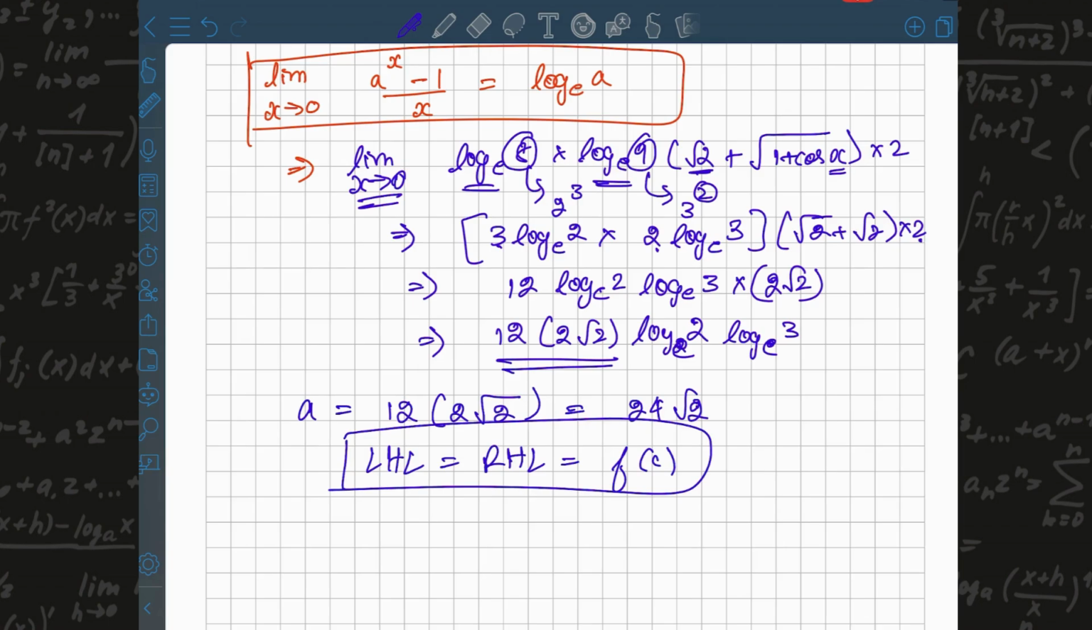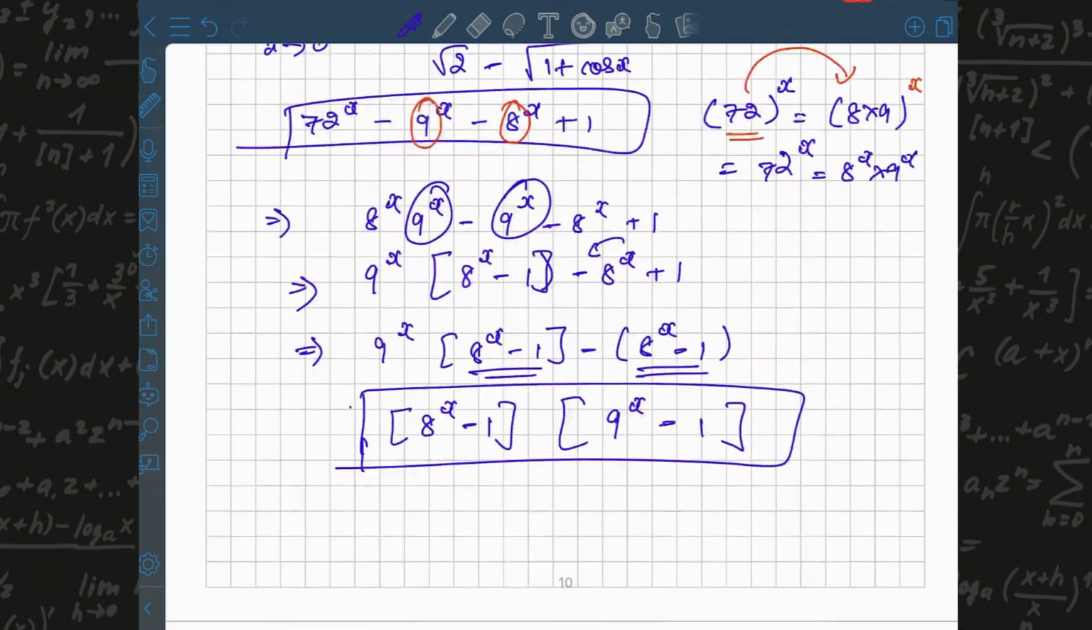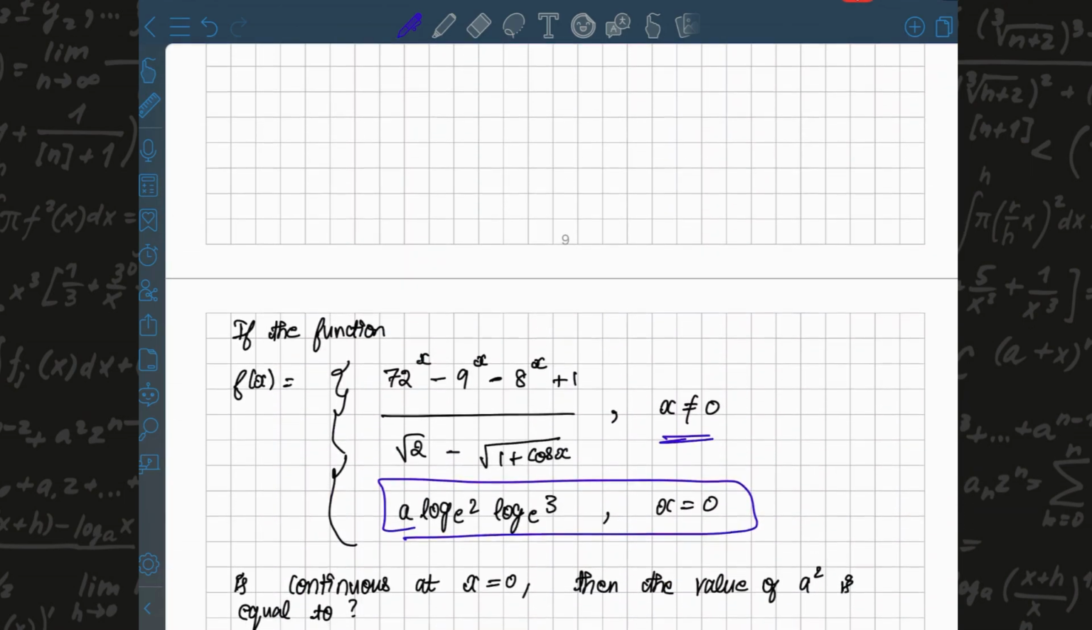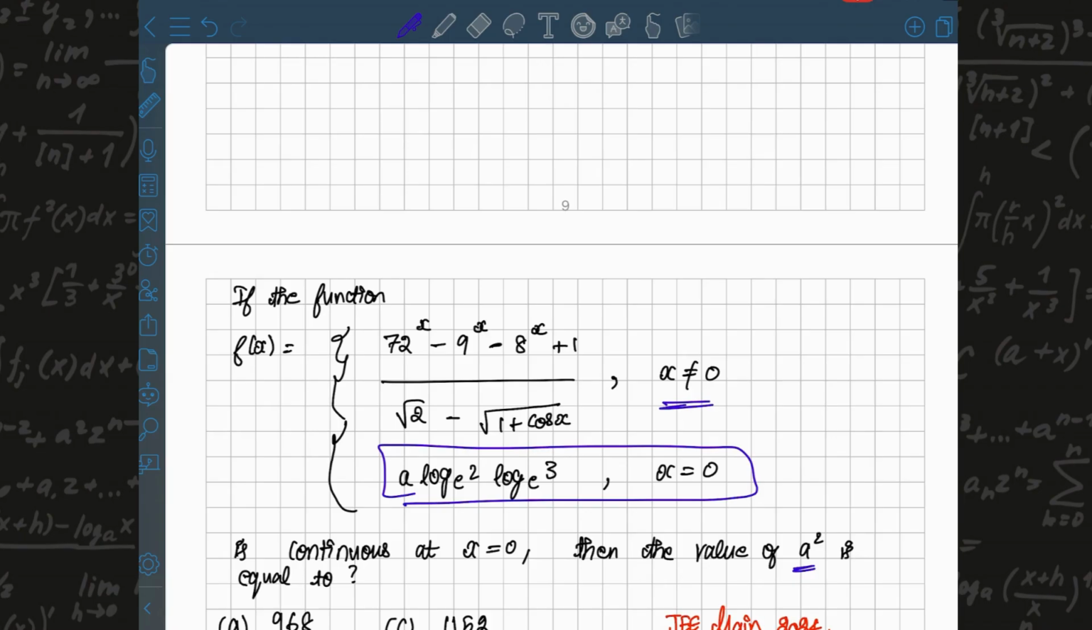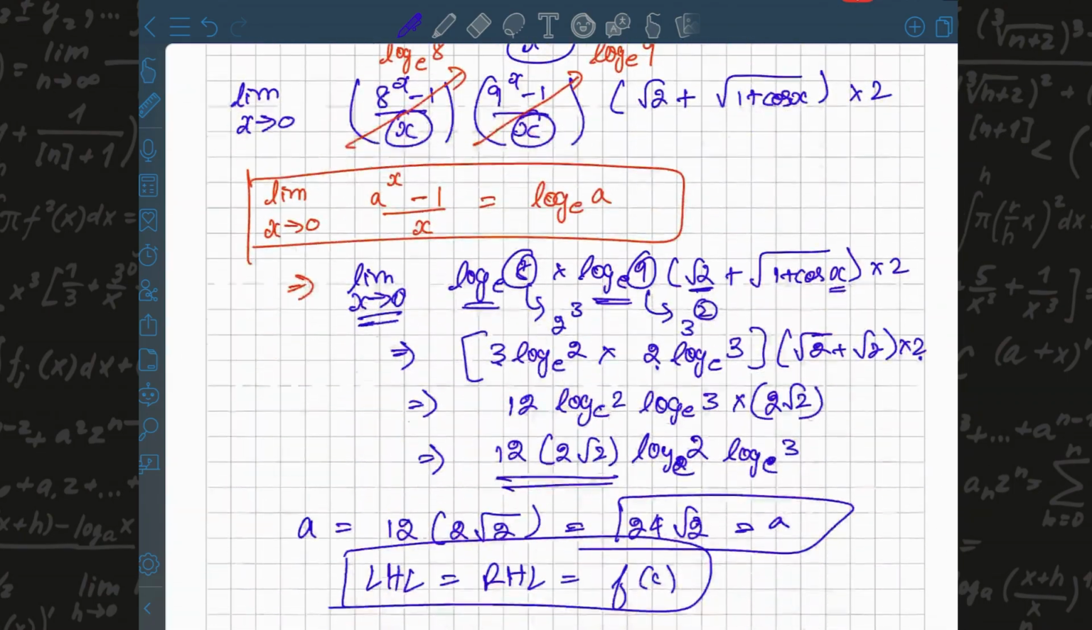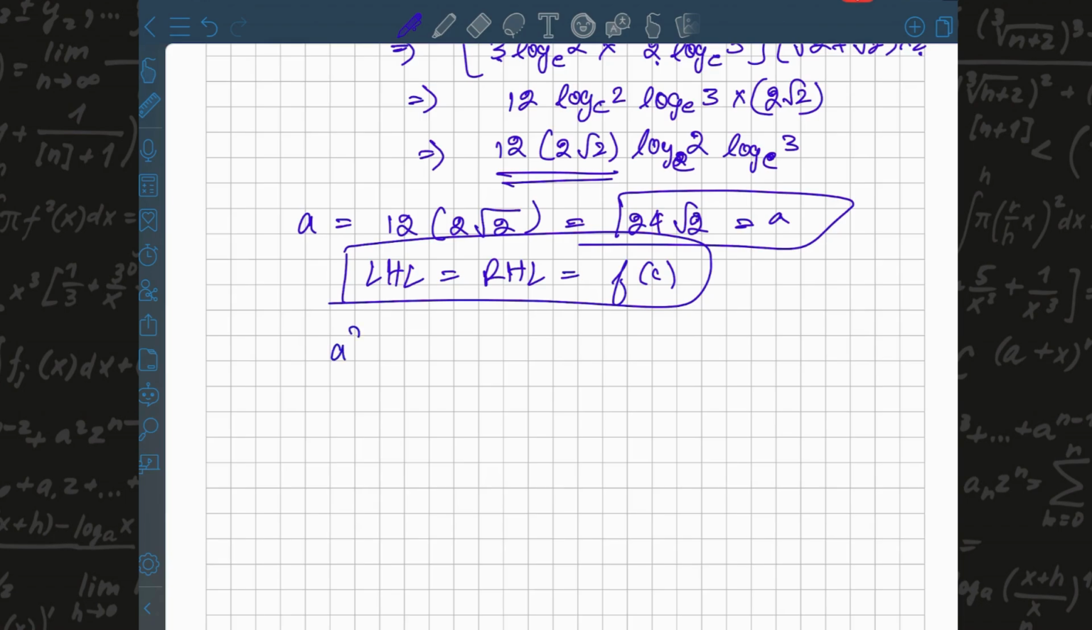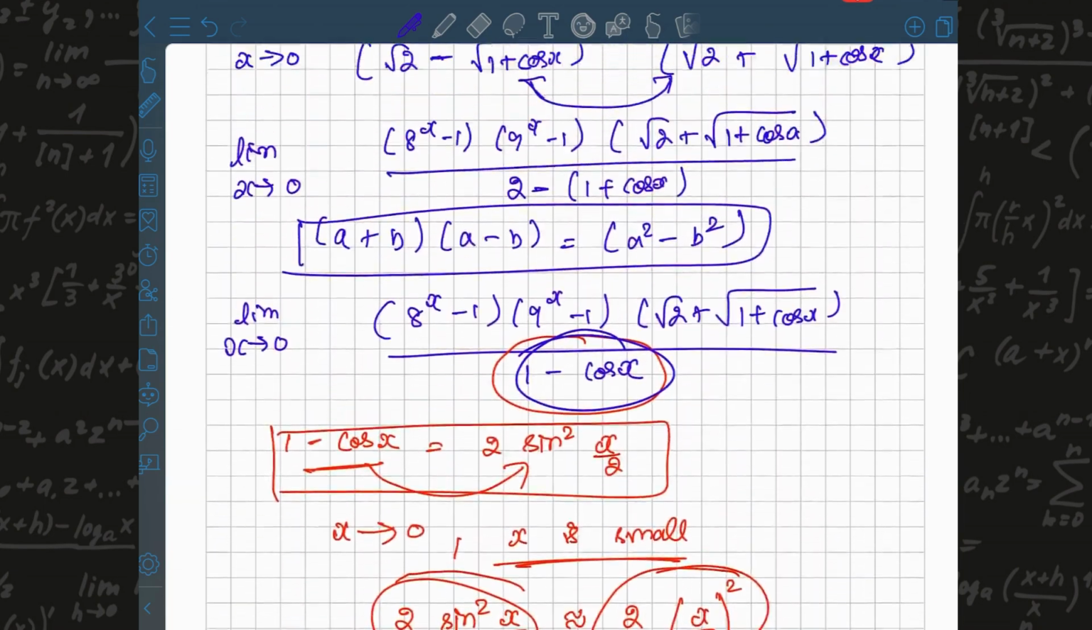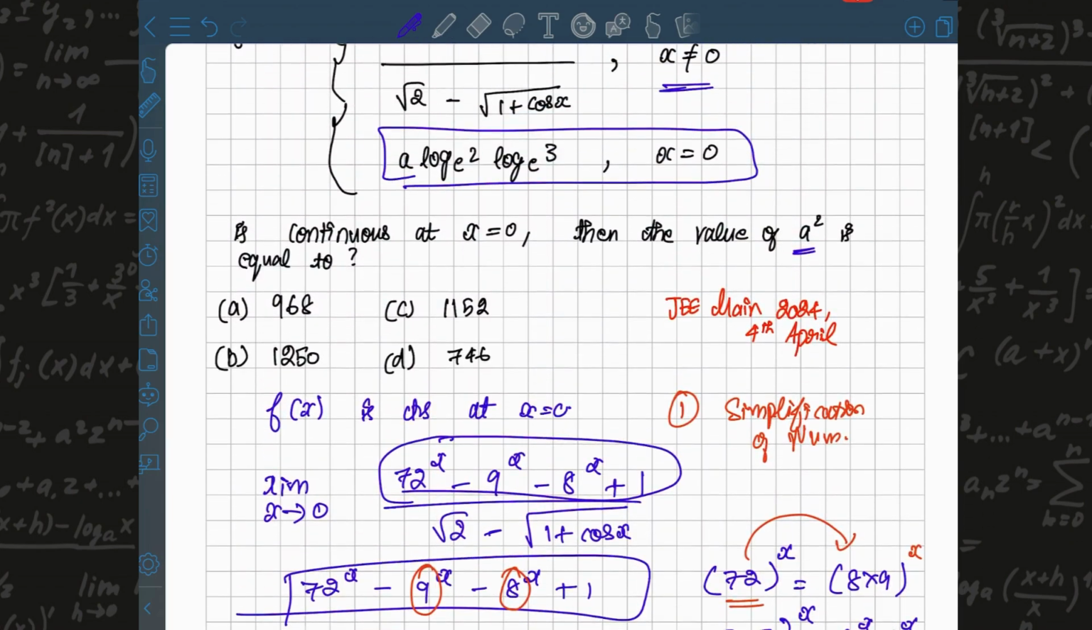So we got the value of A, which is nothing but 24 root 2. But they have asked the value of A square. So for A square, we just need to square this. A square is nothing but 24 root 2 to the whole square. 24 times 24 is 576, and then 576 times 2 is 1152. Yeah, so 1152 is our answer.